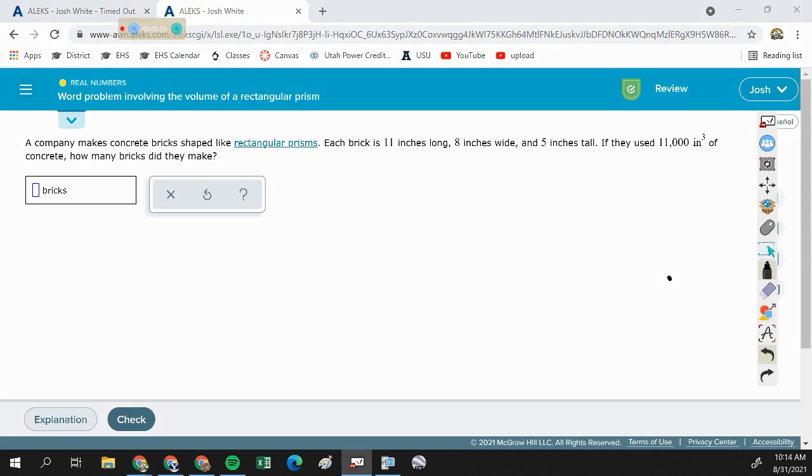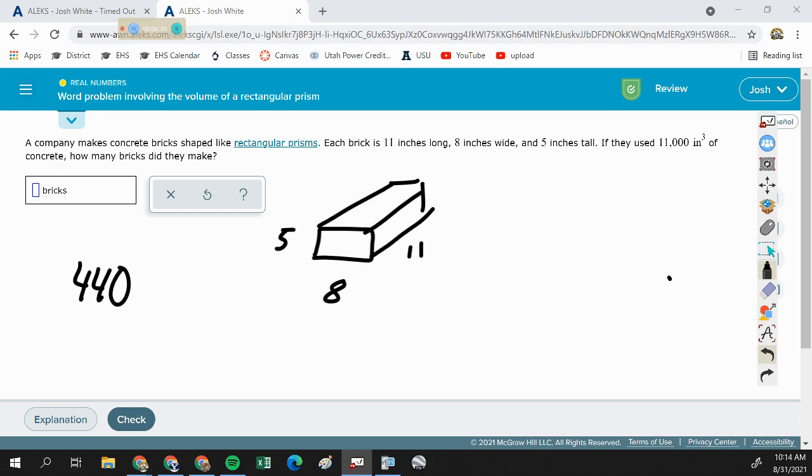A company makes concrete bricks shaped like rectangular prisms, which is just a brick. Each brick is 11 inches long, 8 inches wide, 5 inches tall. If they used that much mud to make the bricks, or that much concrete, how many bricks did they make? So each individual brick is 5 by 8 by 11. So 5 times 8 times 11 is 440 cubic inches of concrete per brick.